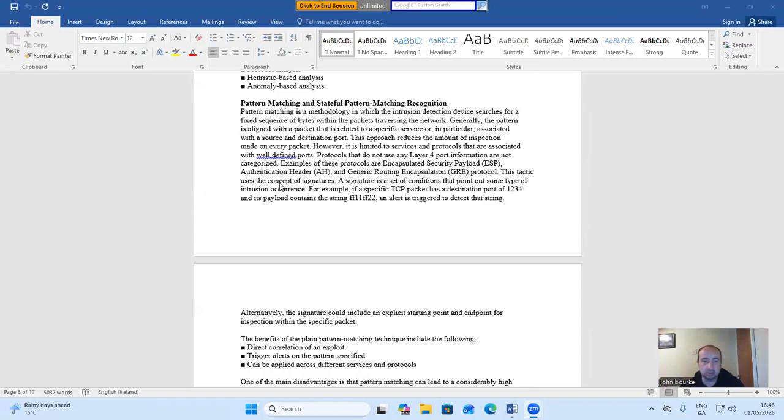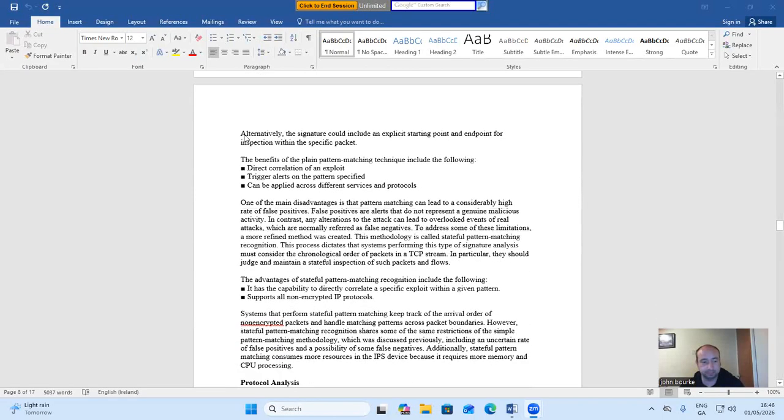This tactic uses the concept of signatures. A signature is a set of conditions that point out some type of intrusion occurrence. For example, if a specific TCP packet has a destination port of 1234 and its payload contains the string FF11FF22, an alert is triggered to detect that string. Alternatively, the signature could include an explicit starting point and end point for inspection within the specific packet.